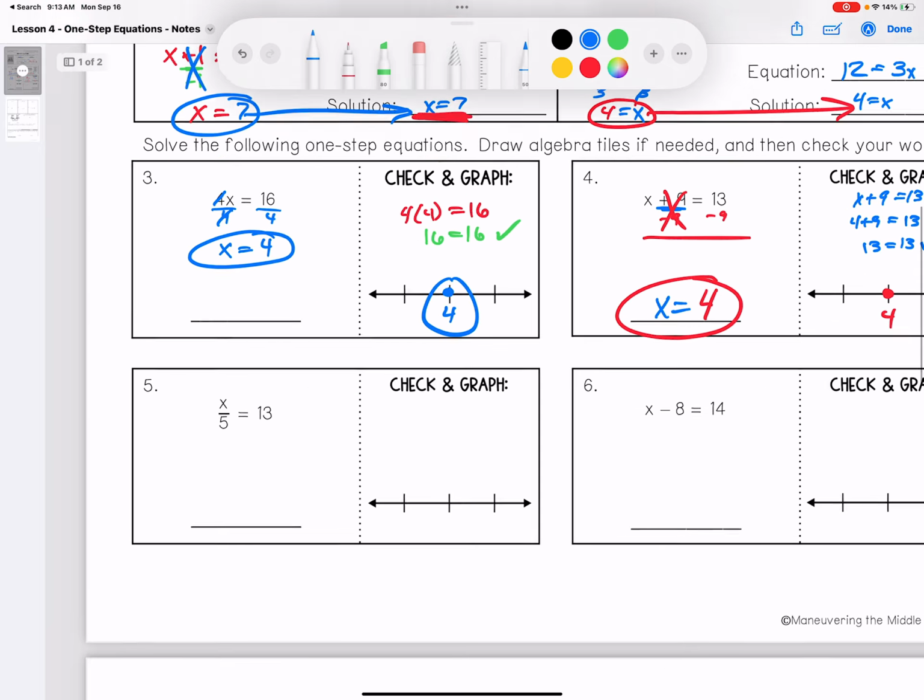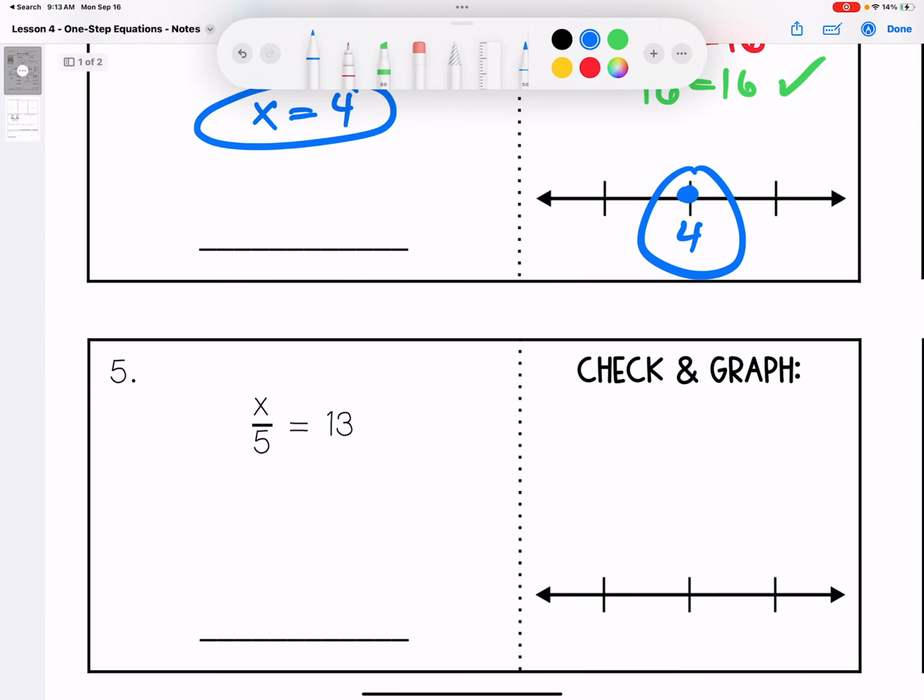All right. Now, what is this? What does this one mean? X over 5. Oh, that's confusing. That means it's a division. X divided by 5. X over 5. Okay? So if we need to get x by itself, and it's dividing right there, how do we get rid of it? What's the opposite of dividing? We need to multiply it by 5.